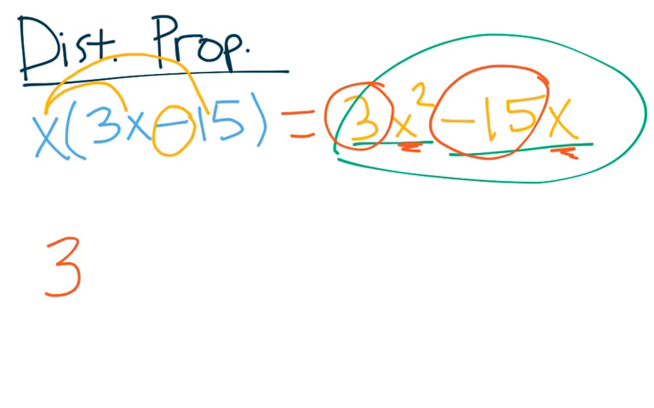Now, looking at the variables, we've got an x squared and we have an x. So what's common between the two? Well, they both have a single x, but x squared has an x times x. Right here it's just a single x, but they do have one x in common. So we are going to write x as the common variable. So what's common is 3 and x.